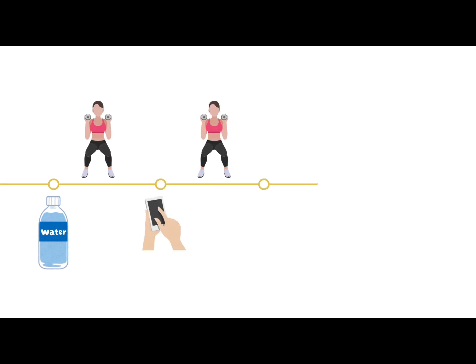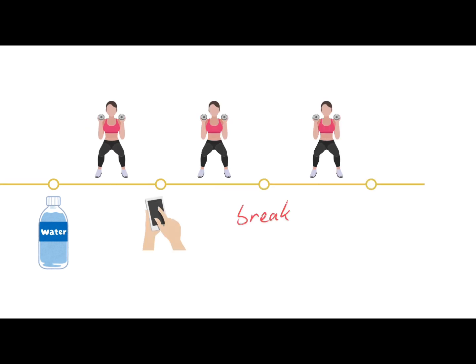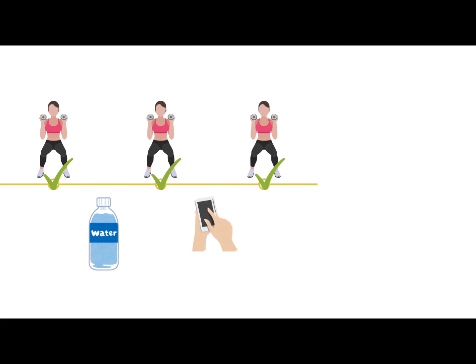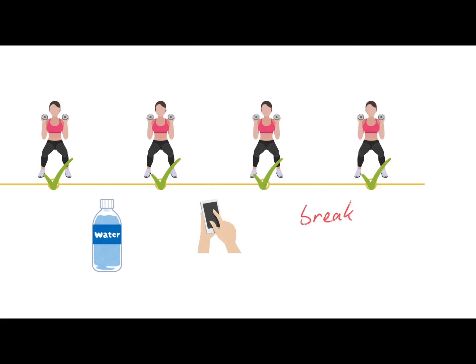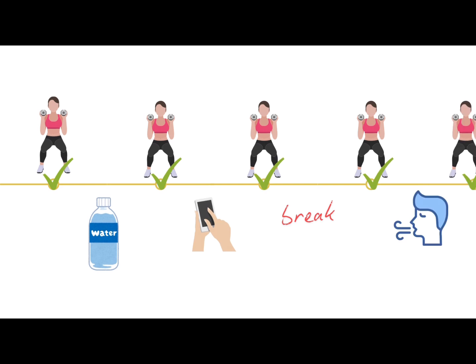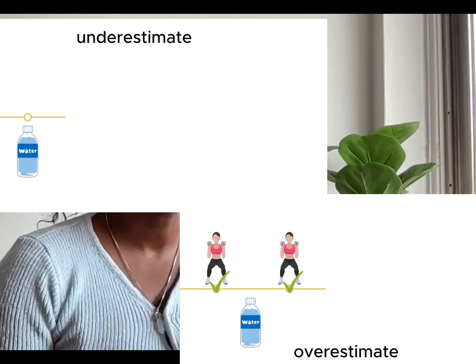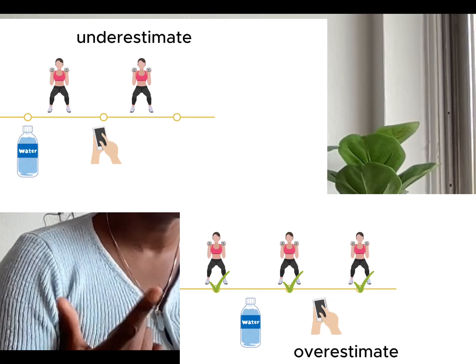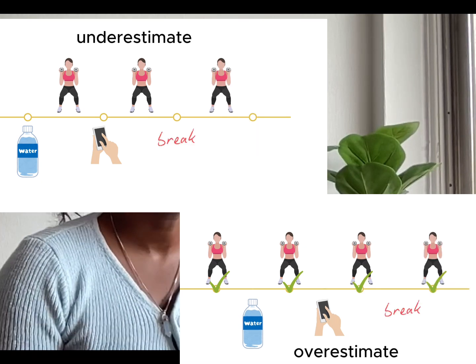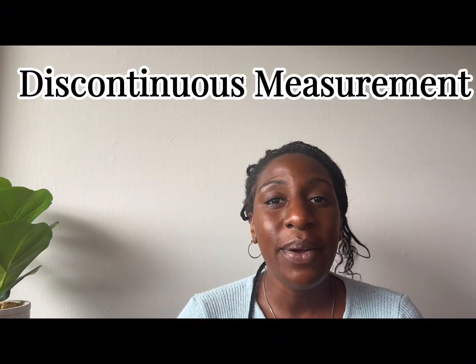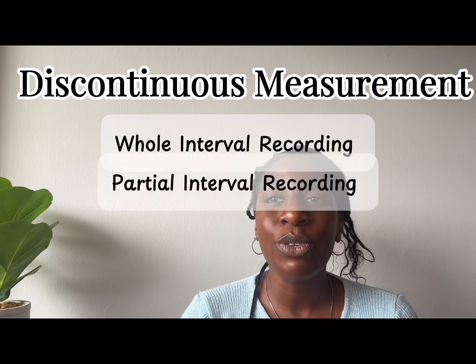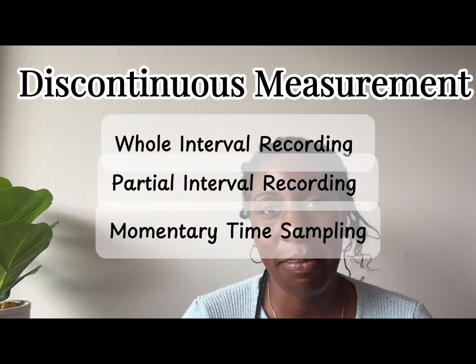Let's just say that Sarah was working out, but just coincidentally, every time the timer went off, she just so happened to not be engaged in exercise. This may make it look like she's not working out at all. Or the opposite can be true, where she's been taking lots of breaks and just so happens to be working out at the end of the 2 minute interval. As you can see, those two different scenarios can really affect the measurement of that behavior when using momentary time sampling. So there you have it: whole interval recording, partial interval recording, and momentary time sampling.